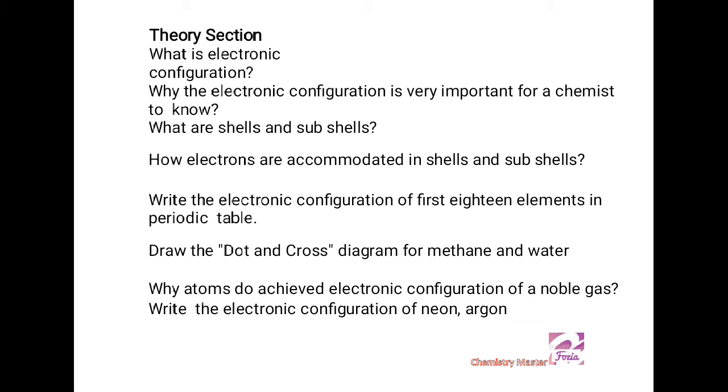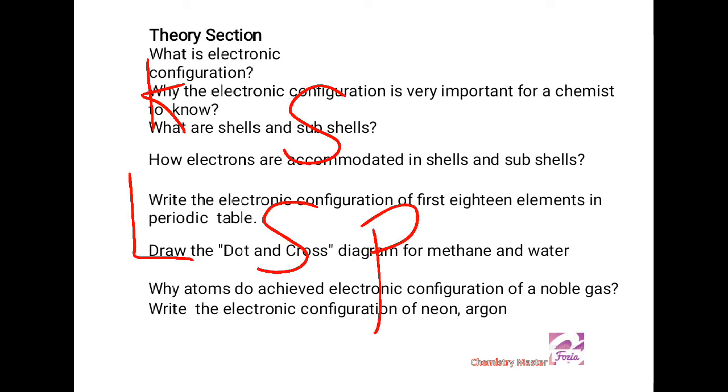So the first shell, that is K: both of the 2 electrons of the K shell reside in the S subshell. The L shell, the second shell, has 2 subshells, S and P. And the M shell has S, P and D in it. And the N shell, the fourth shell, has 4 subshells or sub-energy levels: S, P, D and F.